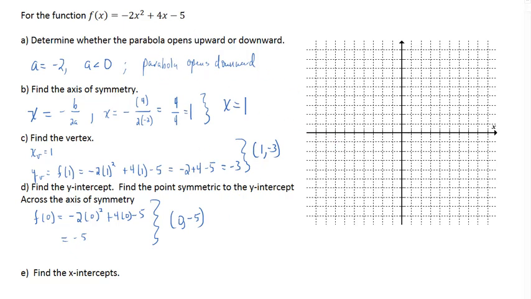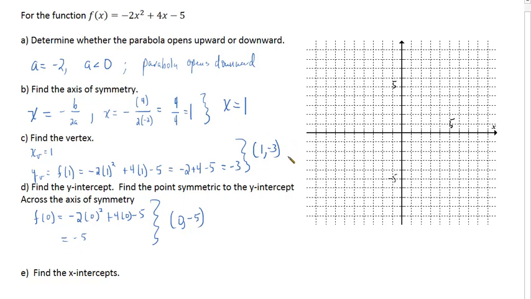Let's put some scale on the axes. I see that the axis of symmetry is at x equals 1, and I see that the y-intercept is at negative 5. So let's use a scale of 1s on each axis. 1, 2, 3, there's 5 on the x-axis. 1, 2, 3, 4, there's 5 on the y-axis. 1, 2, 3, 4, negative 5 on the y-axis.